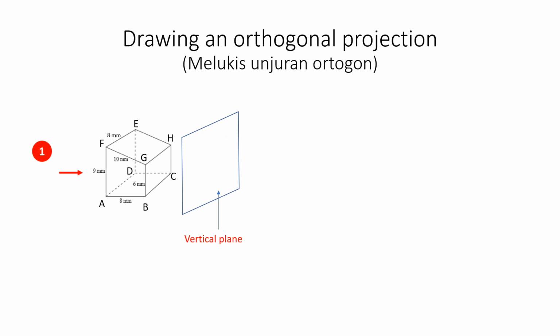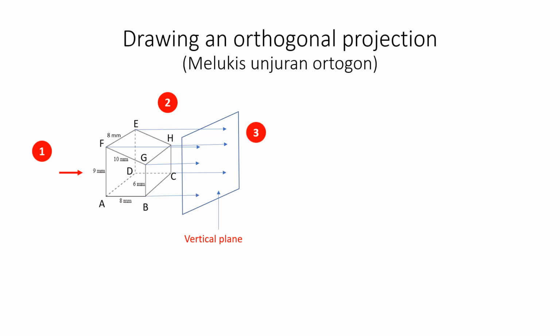So second step, you need to draw normal lines from all vertices of the object to the plane and make sure all the normal lines are straight and upright, so that the length of the projected sides and the length of the sides of the object are the same. So from all the points, you need to draw it.